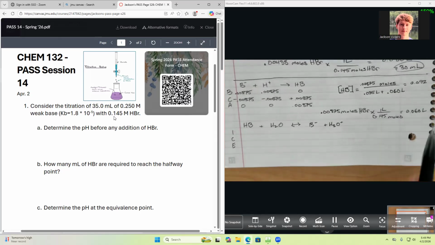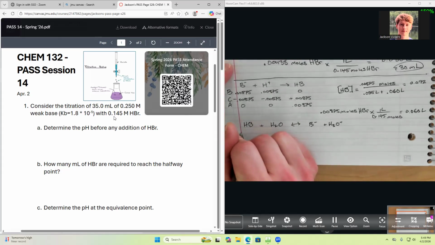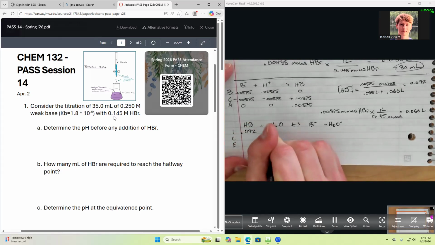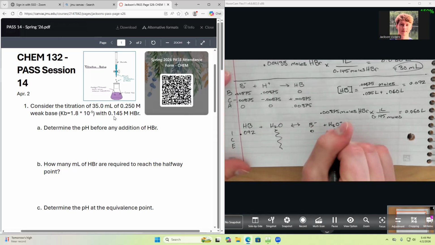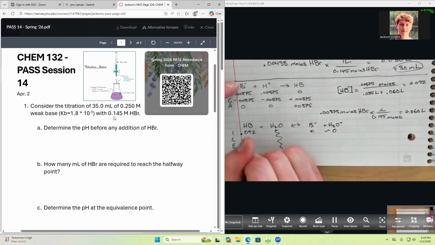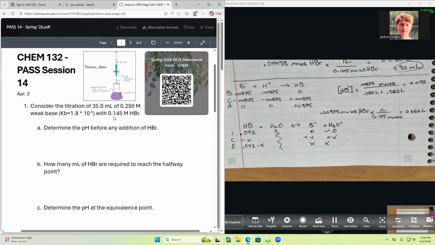Great. So now this is what we're going to put into our ice table here. So we have 0.092. We don't care about water. 0 is roughly 0, minus x, plus x, plus x. And this is nothing new, right? Now, what are we going to use? Are we going to use Ka or Kb? Ka. So we're forming hydronium ions, meaning we're acting as an acid in this ice table. So anytime you're forming hydronium ions, you need to use Ka.